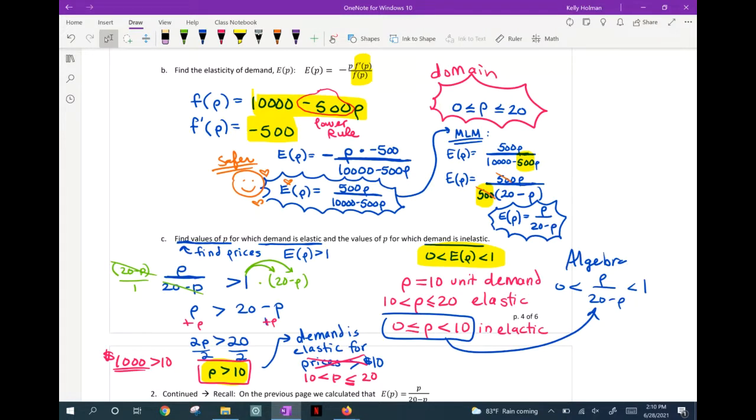Okay. This problem has like 4 more parts. So any questions so far? Just show me a status. How are you feeling so far on this idea of elasticity, of working with this formula, of thinking about restrictions on price, or what makes something elastic versus inelastic as far as calculations go?